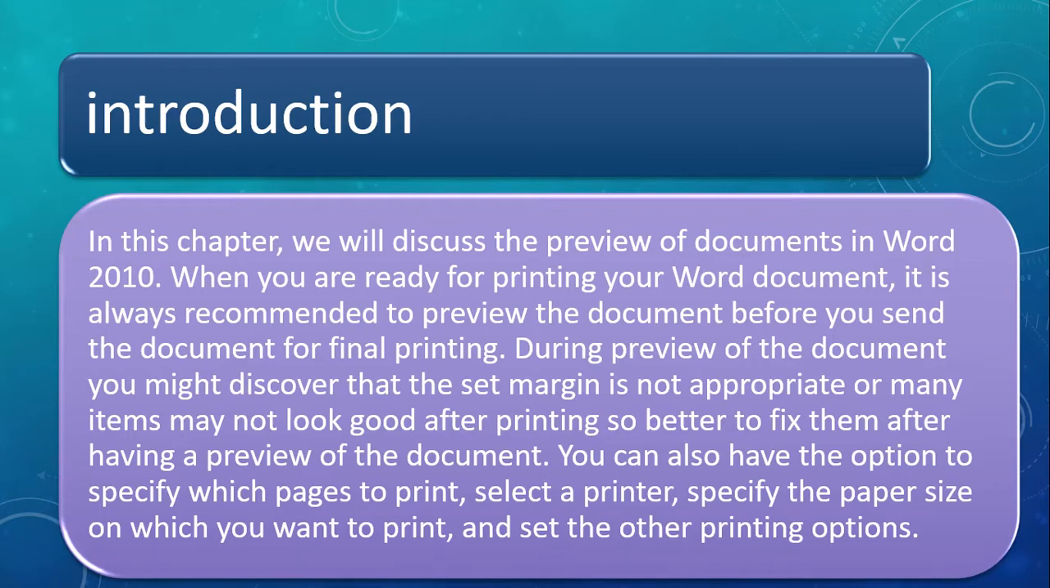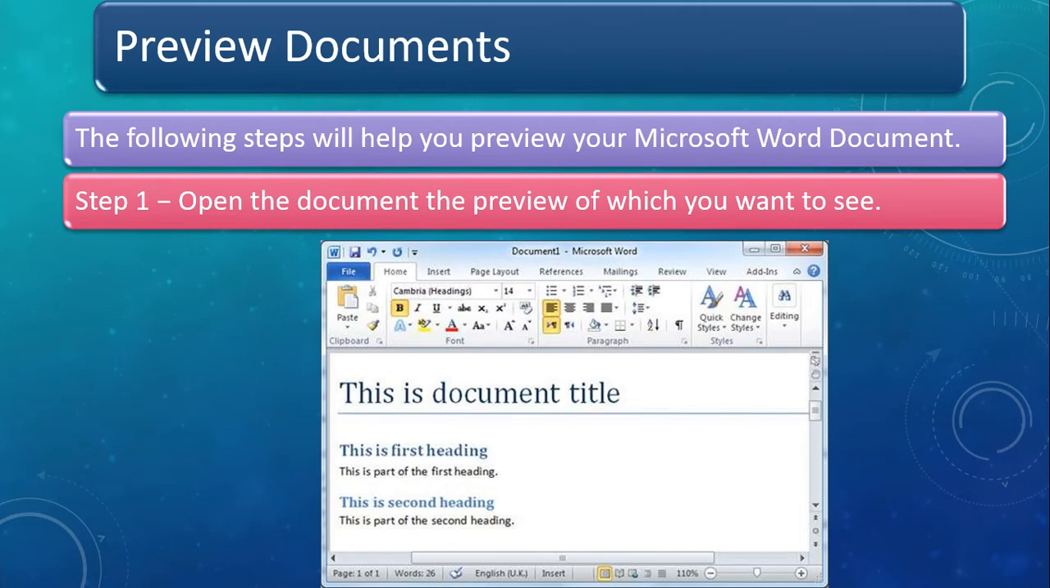You also have the option to specify which page to print, select a printer, specify the paper size on which you want to print, and set other printing options. Preview document. The following steps will help you preview your Microsoft Word document. Step 1. Open the document, the preview of which you want to see. For previewing a document, first we have to open the document in our system.